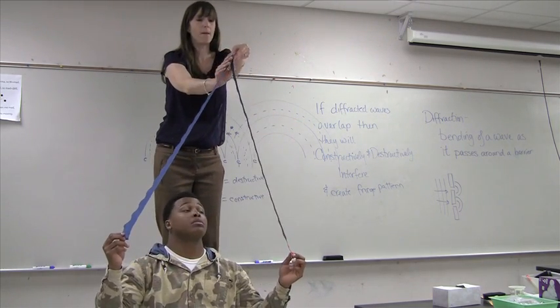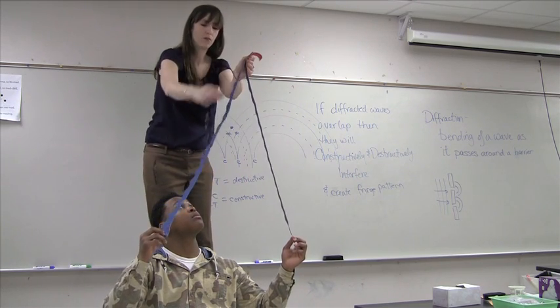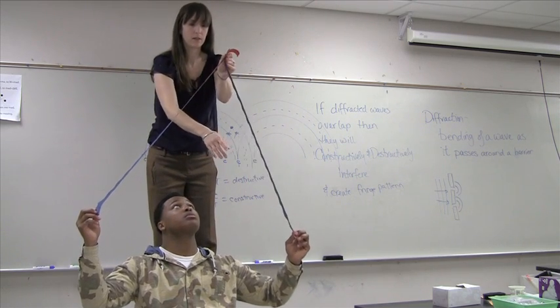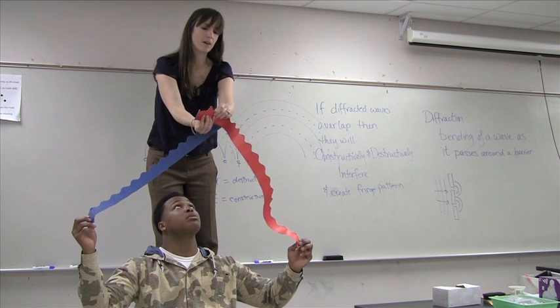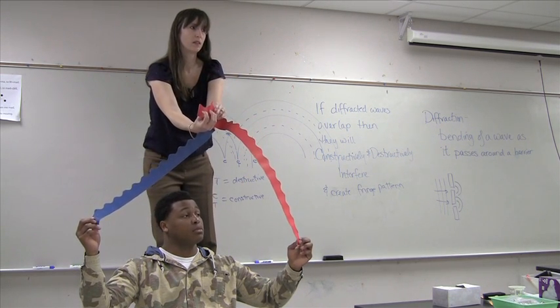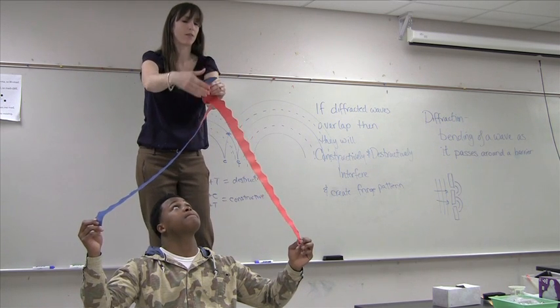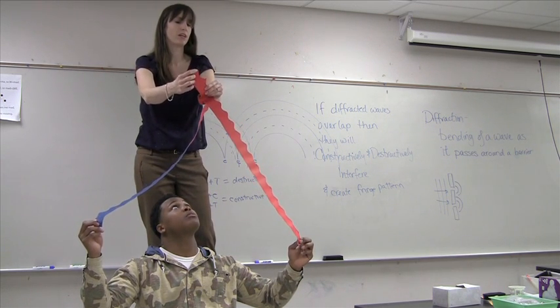Some are going this way, some are going this way. So when they overlap, and I hold them back that way, hold them tight. What do I have here? Right here and here. I know it's hard to see. Is it crest and crest? Yeah. How different are they in path? What do I have over here on the left?